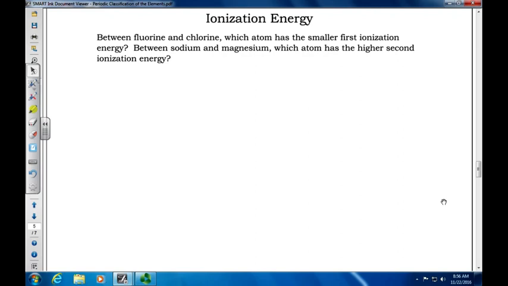Today we are looking at ionization energy. Between fluorine and chlorine, which atom has the smaller first ionization energy? And between sodium and magnesium, which atom has the higher second ionization energy? So let's take a look at them on the periodic table. Let's start with fluorine and chlorine.